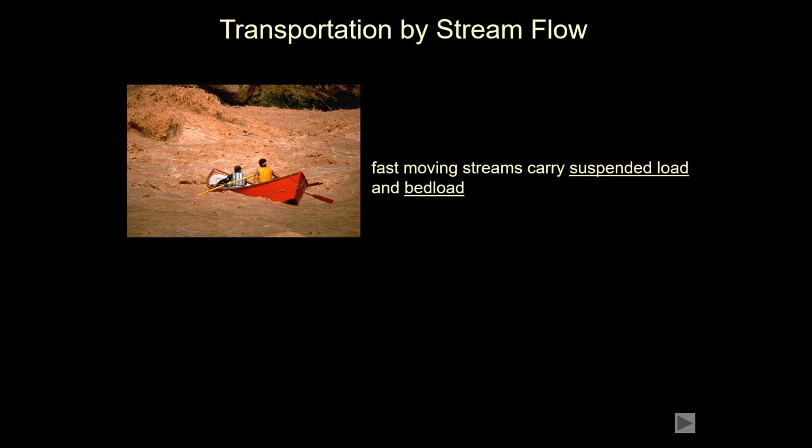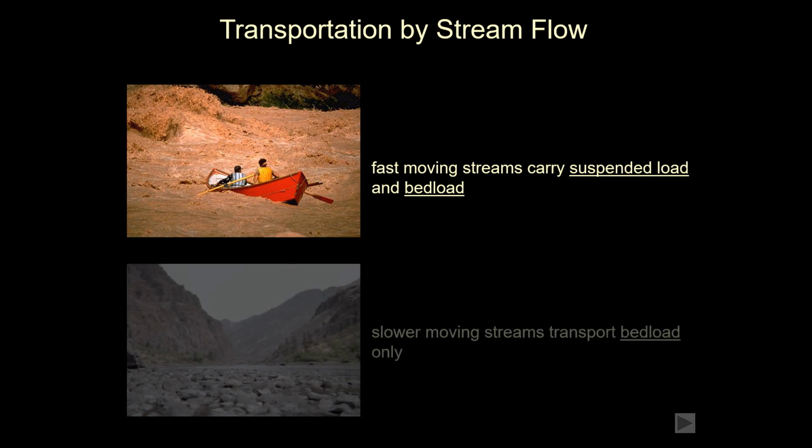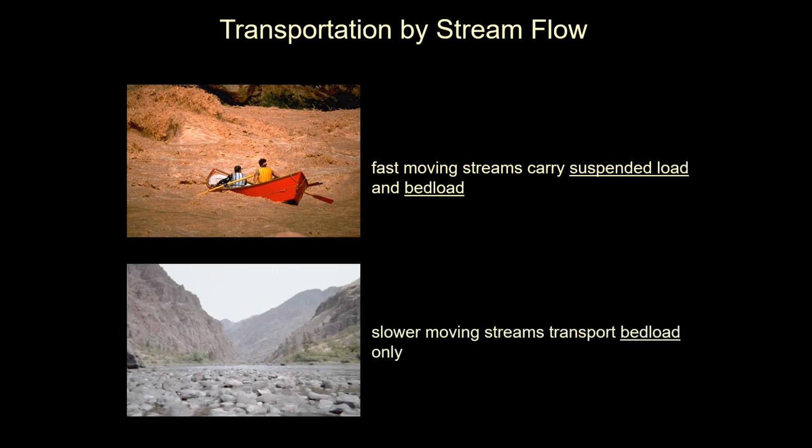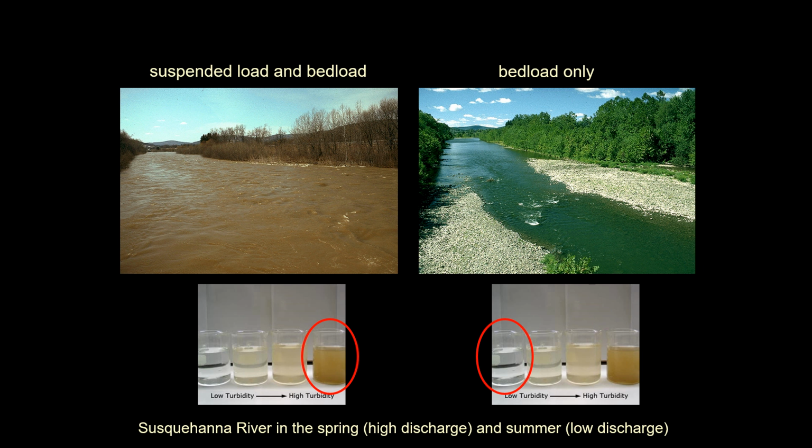So it looks very, very turbid or sort of chocolatey. Then the bed load is where bigger materials kind of roll or slide along the bottom, and we'll look at that in just a second. The slower moving streams transport materials primarily as bedload only. So they roll things and slide things across the bottom of the stream, and it happens very, very slowly.